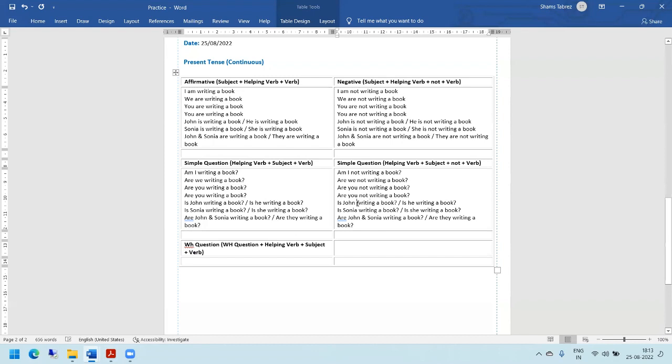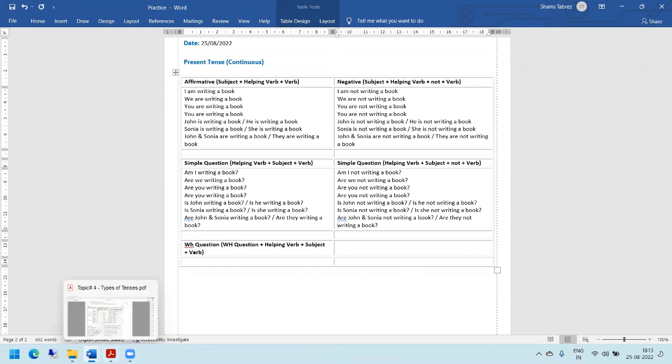Is John not writing a book? Is he not writing a book? Is Sonia not writing a book? Is she not writing a book? Are John and Sonia not writing a book? Are they not writing a book? This is how it works.